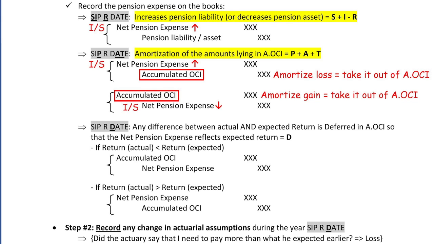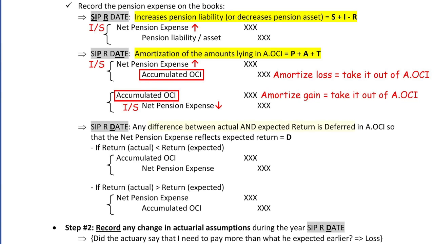So you're taking out from accumulated OCI on your balance sheet, putting it onto your income statement. If it's amortization of a loss, naturally that would increase your net pension expense. If it's amortization of a gain, that reduces your net pension expense. Now we've looked at S, I and R. We've looked at P, A and T. What's remaining is the D of date.